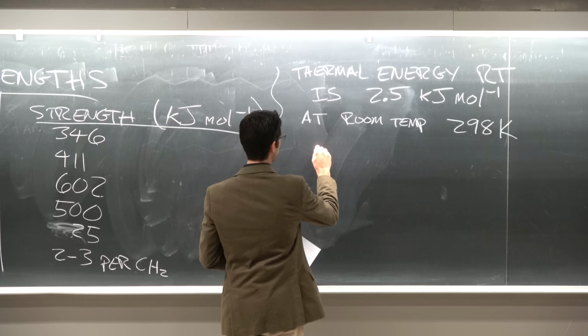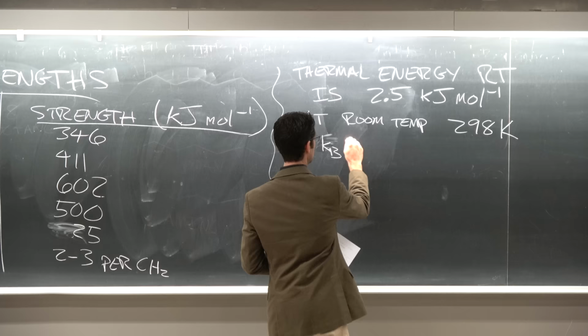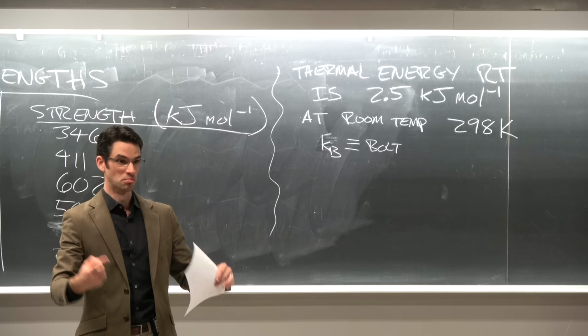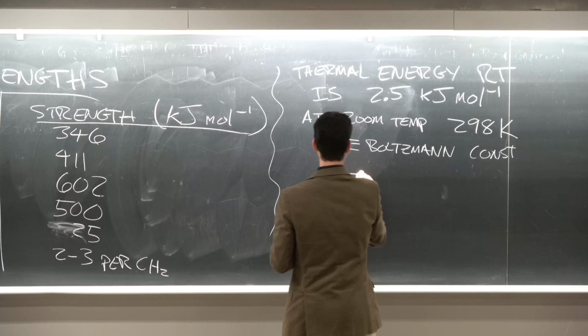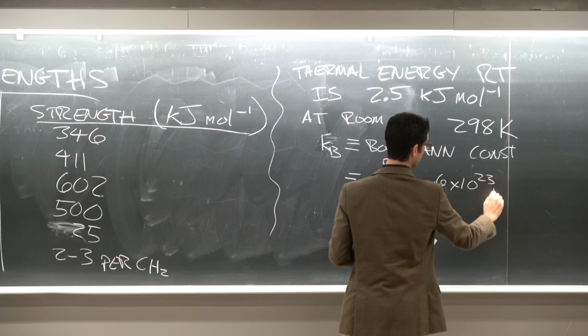Some of you may also have seen the Boltzmann constant, KB. KB is the Boltzmann constant, and it's like the universal gas constant, but it's on a per molecule basis instead of on a per mole basis. What it equals is the universal gas constant divided by Avogadro's number, 6 times 10 to the 23rd per mole.